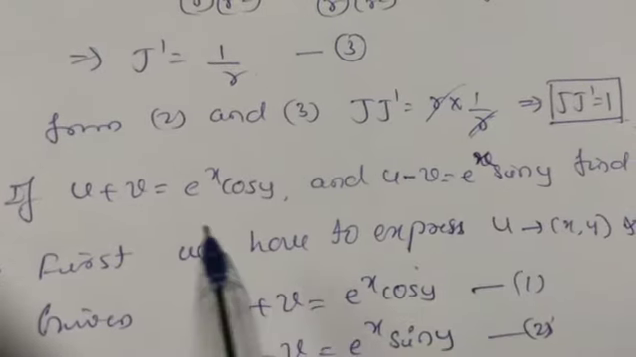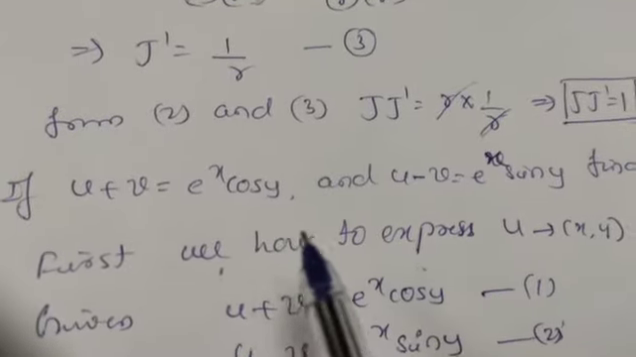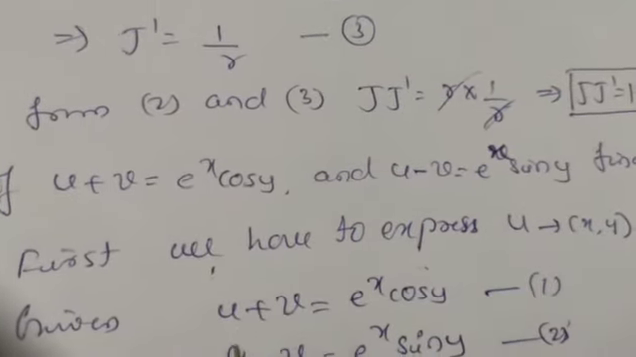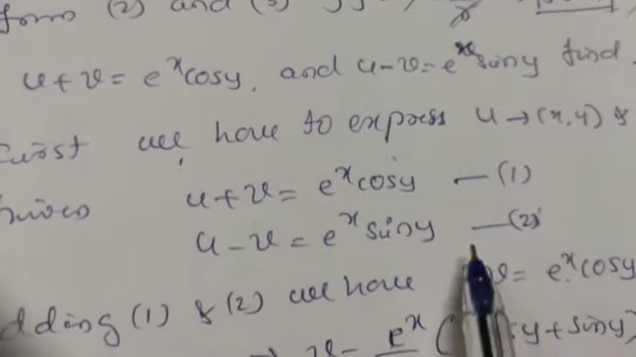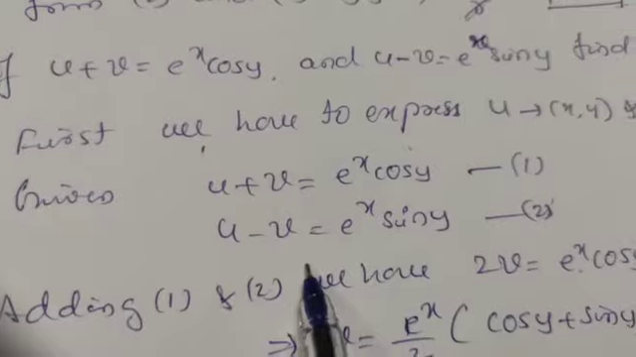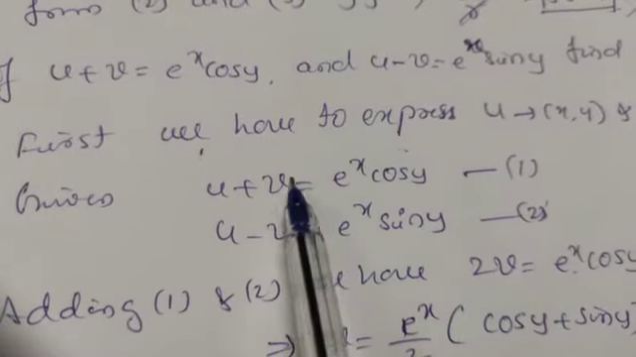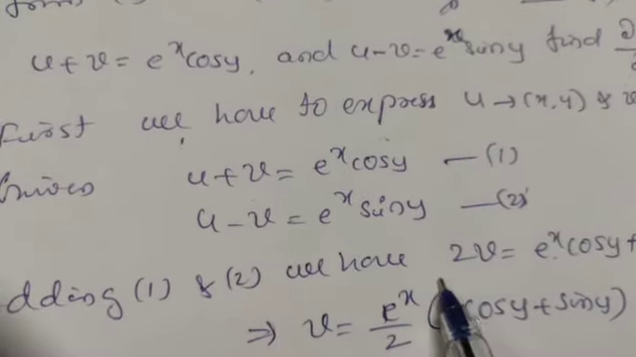First we have to find u and v. After that we can find its Jacobian. So u plus v and u minus v are given. Take these two as equations 1 and 2. Let us add these two equations. Here, adding, v gets cancelled, you will get 2u.